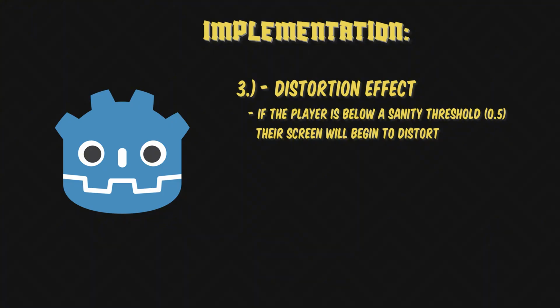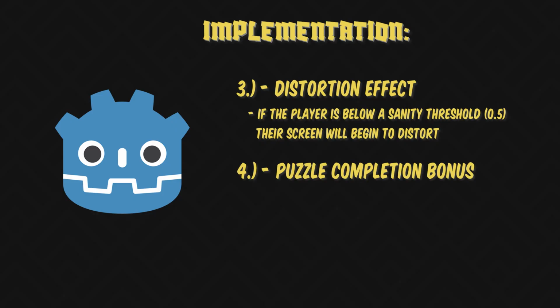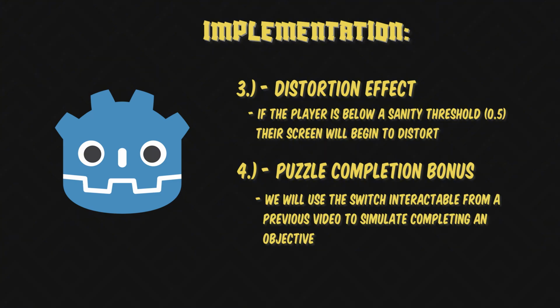And finally, we also need to work in the opposite direction. We need to be able to improve sanity. So not only will standing in the light improve your sanity, Amnesia also gives you sanity when you complete puzzles or certain objectives. So we will be using our simple switch to quote-unquote do a dummy puzzle, so that when we pull the switch, we complete a puzzle, our screen will flash green, and we will get a great increase in our sanity.